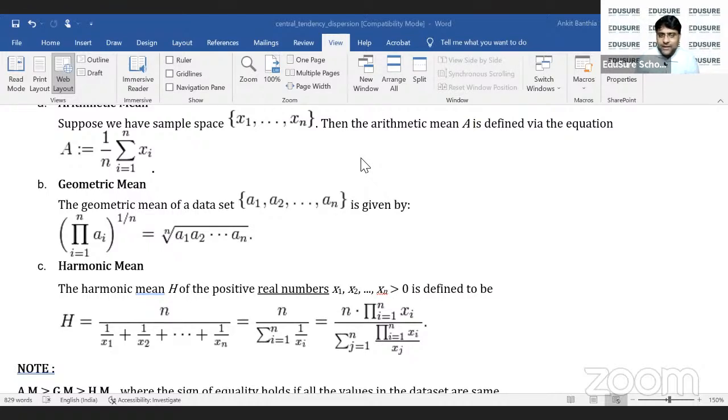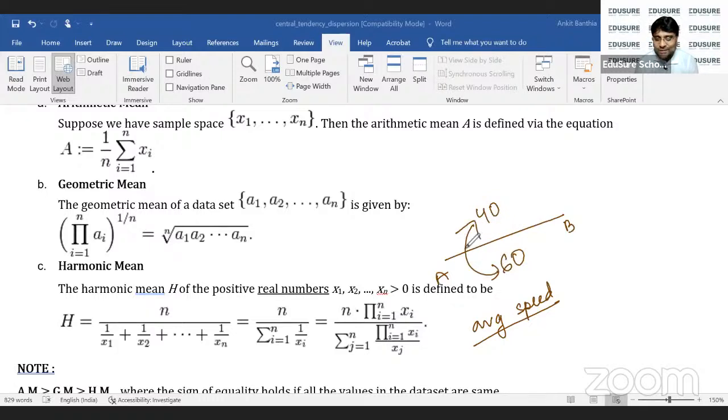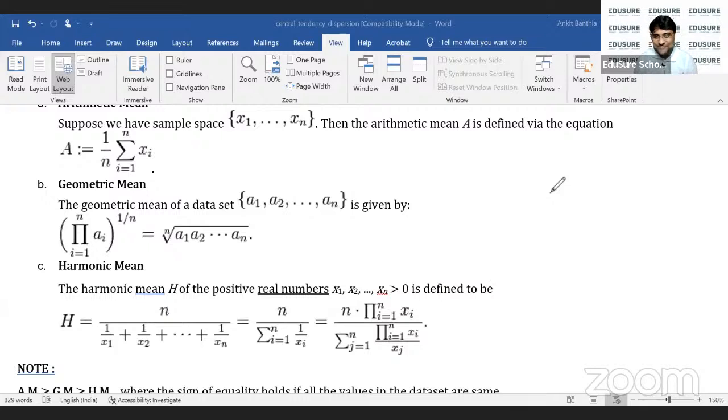Raj, not perfectly correct. Anyway, the most common usage of the harmonic mean is average speed. If I go from point A to B at a speed of 40 and I go from B to A at a speed of 60, what is the average speed of my return trip? That will be the harmonic mean of the two. So average speed is the harmonic mean.